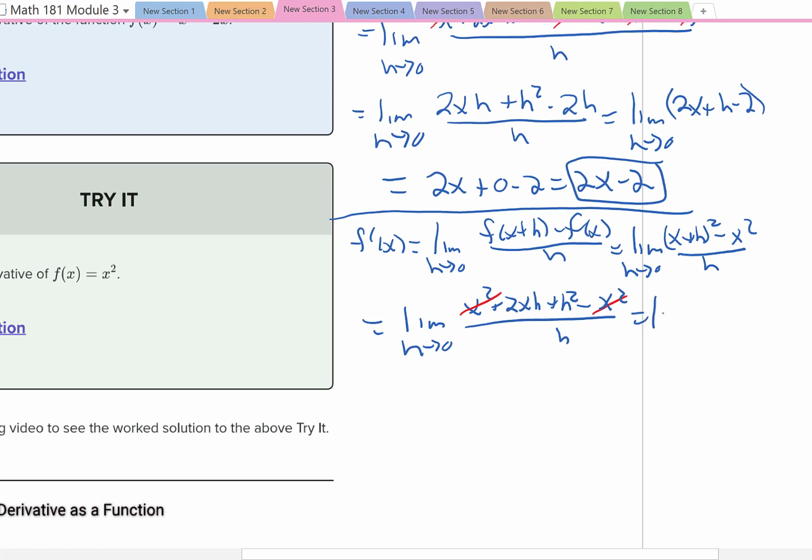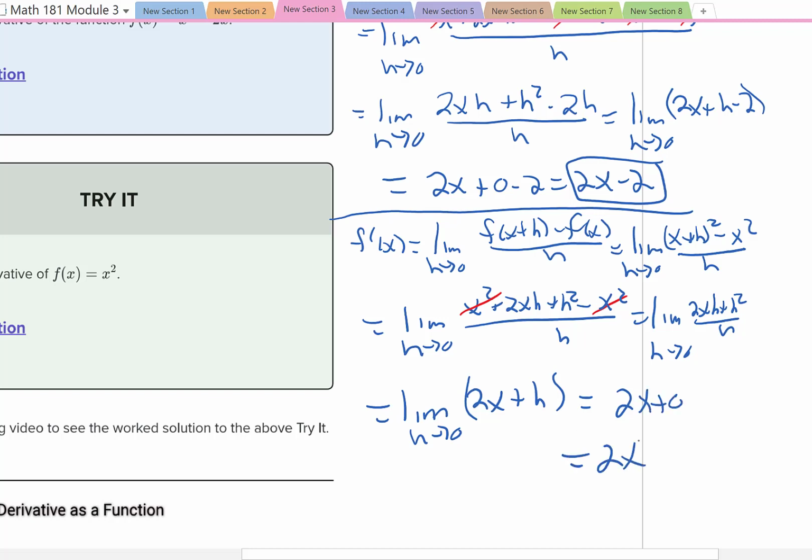So we have the limit as h goes to 0 of 2xh plus h squared over h. That gives us the limit, if you divide the h out, as h goes to 0 of 2x plus h. And as h goes to 0, then you just have 2x plus 0. So the derivative is 2x. Fun times.